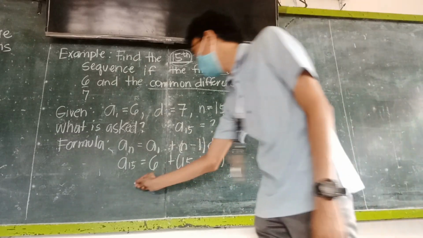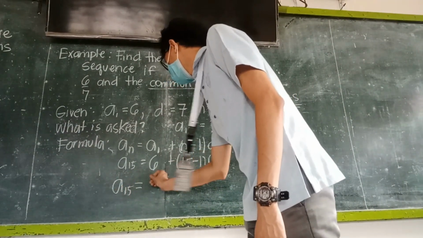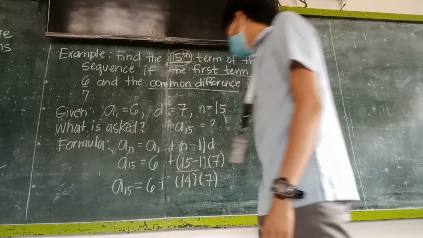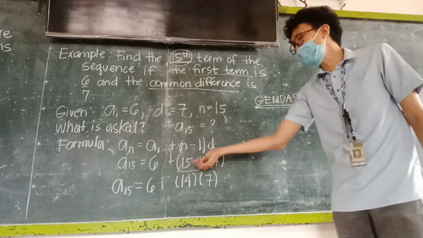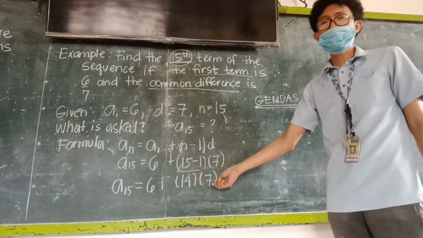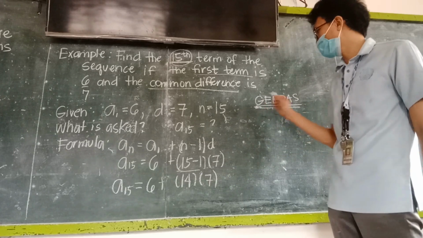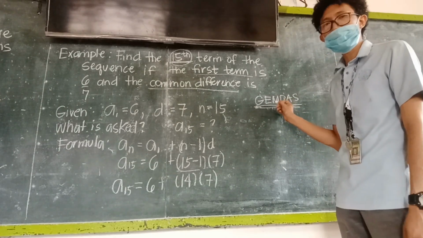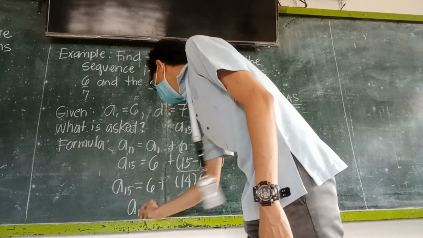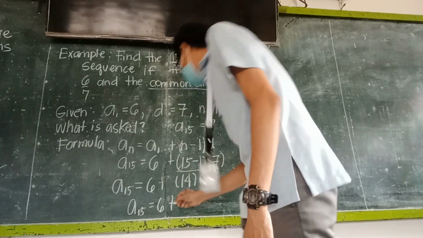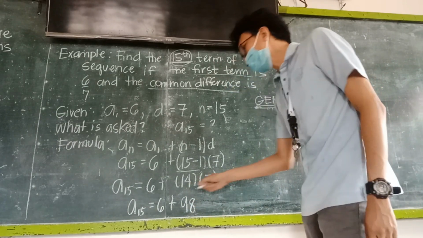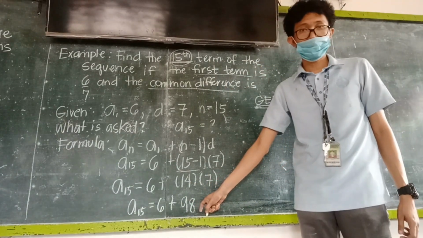So, a sub 15 is equal to 6 plus 14 times 7. So, 15 minus 1 is equal to 14. Na itong 14 naman ito, i-multiply natin sa common difference na 7. By our GEMDAS rule, mauna ang multiplication kesa sa addition. So we have a sub 15 is equal to 6 plus 14 times 7, and 14 times 7 is equal to 98.